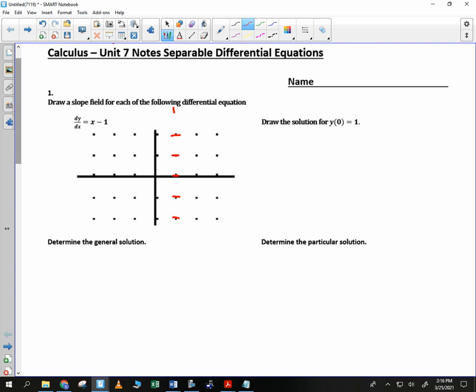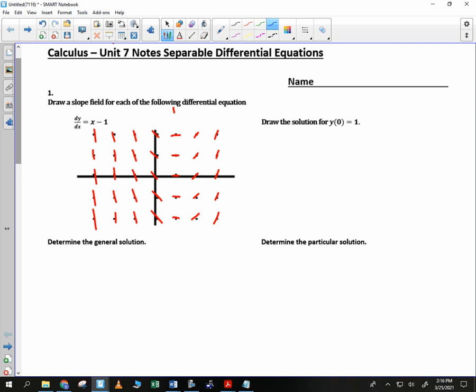Wherever I have an x value of 2, I'm going to have a slope value of 1. And wherever I have an x value of 3, I'm going to have a slope value of 2. As I back up, 1, negative 1, negative 2, negative 3, negative 4. Good? Okay.